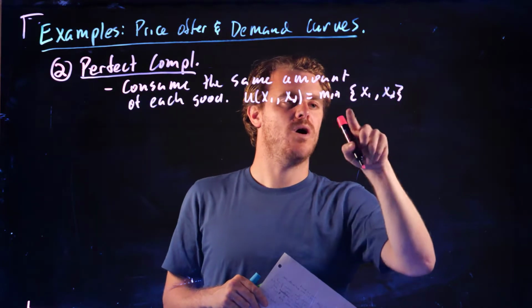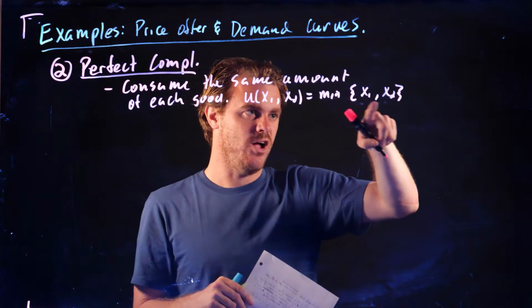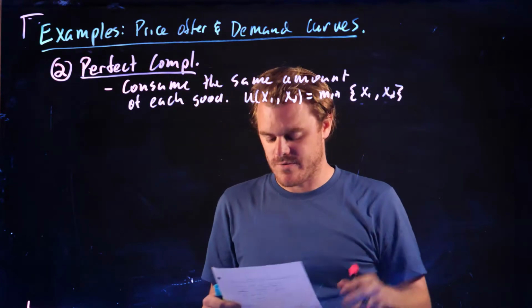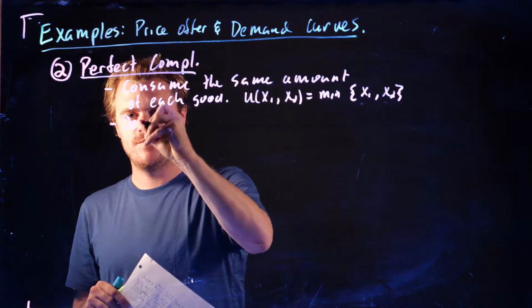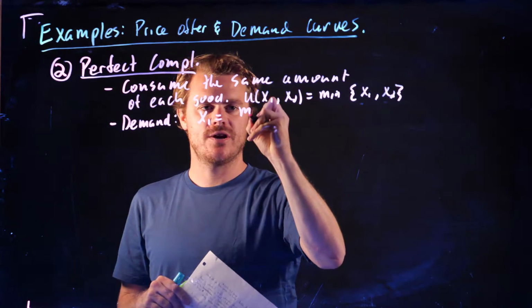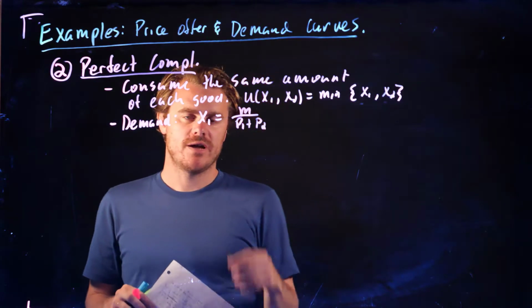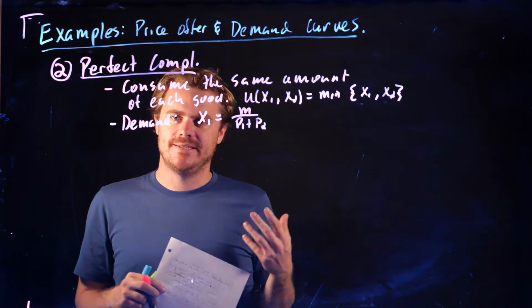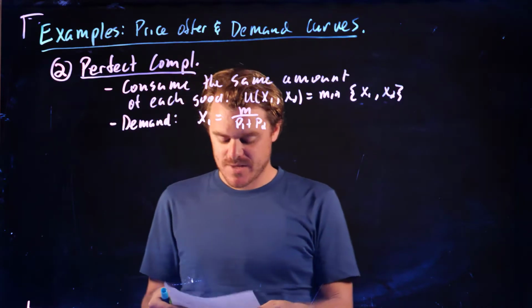And it's just one-for-one complements, you can see the constant in front of each of the x's is just one, right? And we know what the demand for this looks like, which is that x1 equals your income over p1 plus p2. Essentially, we're treating both these goods combined as a single good that we want to purchase.